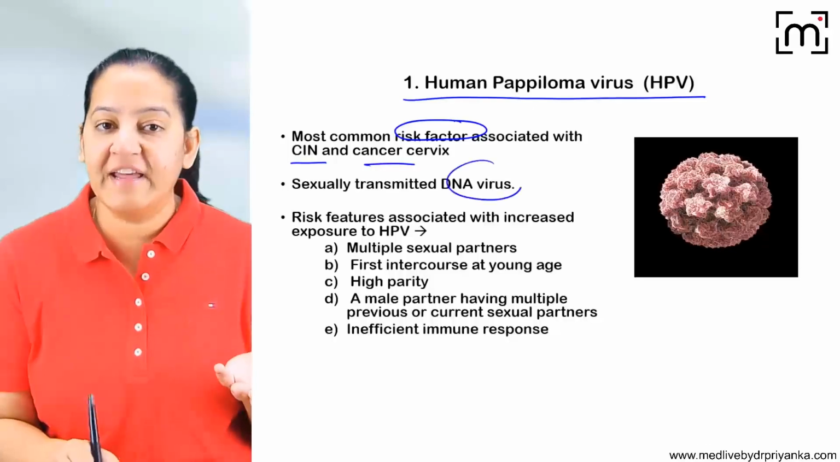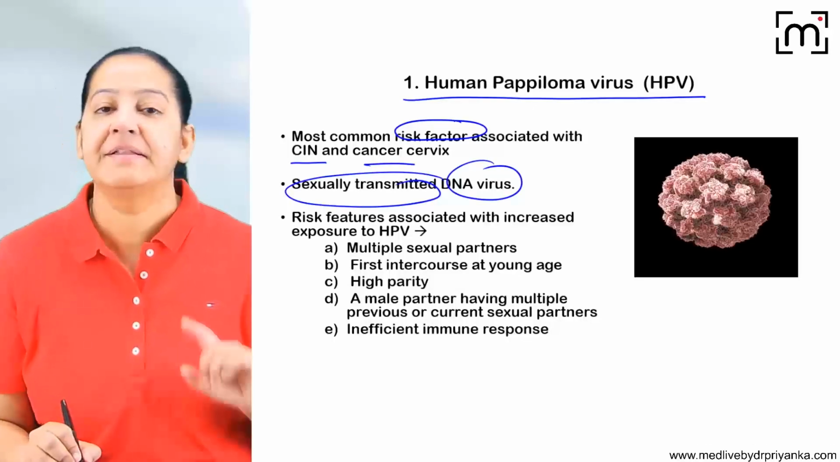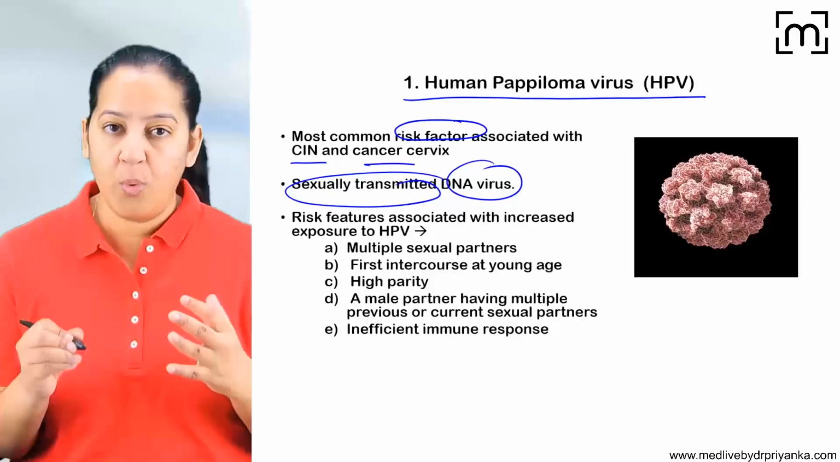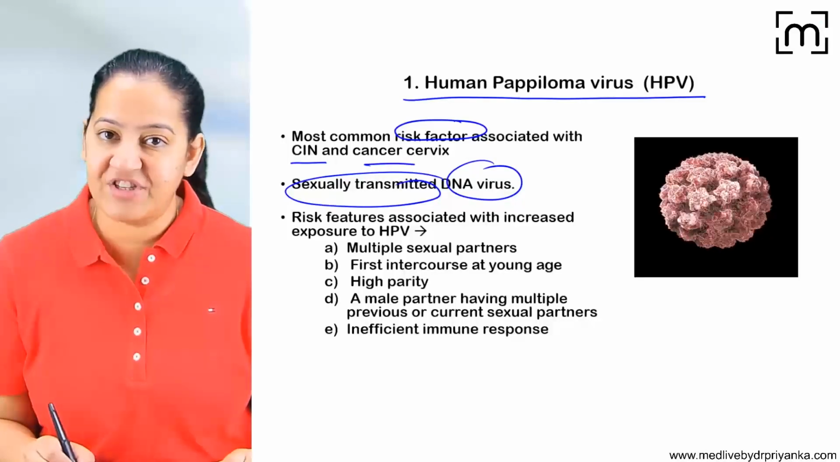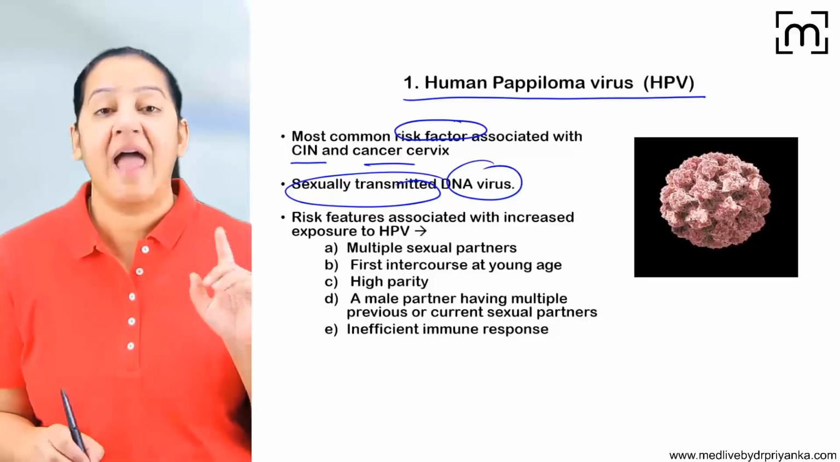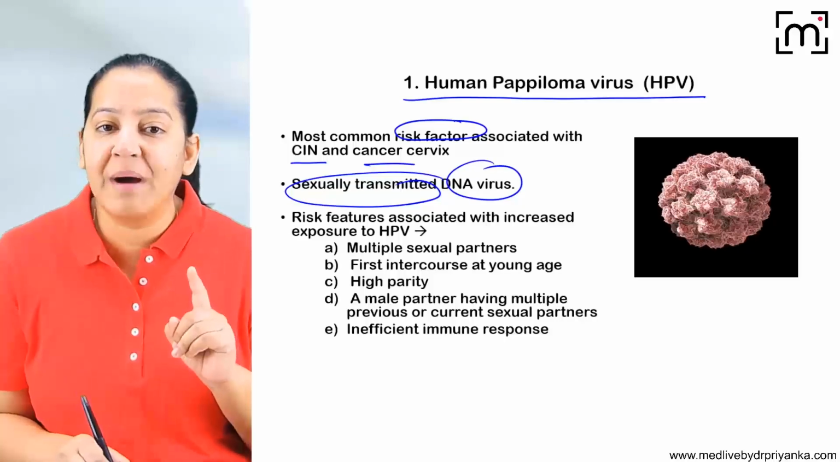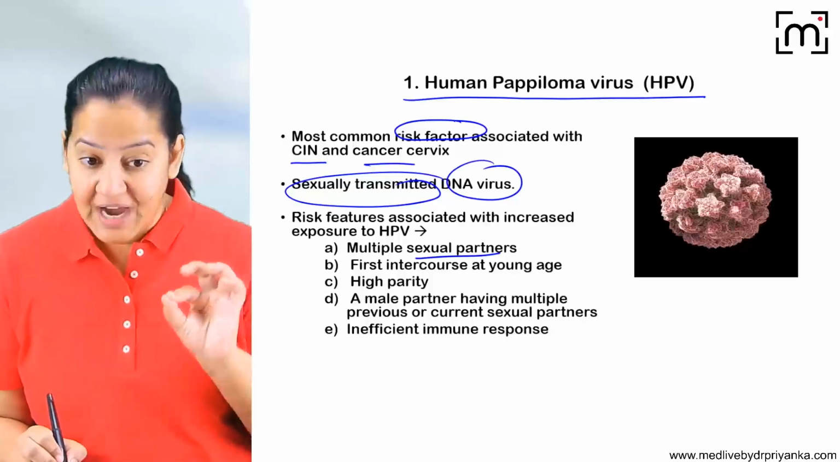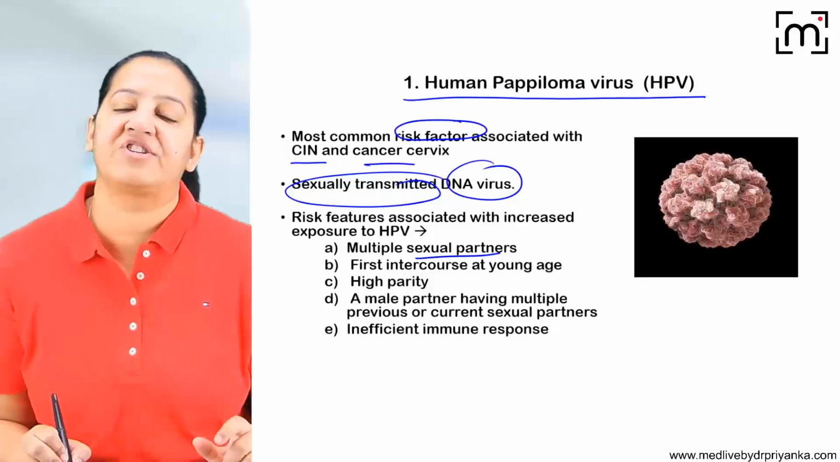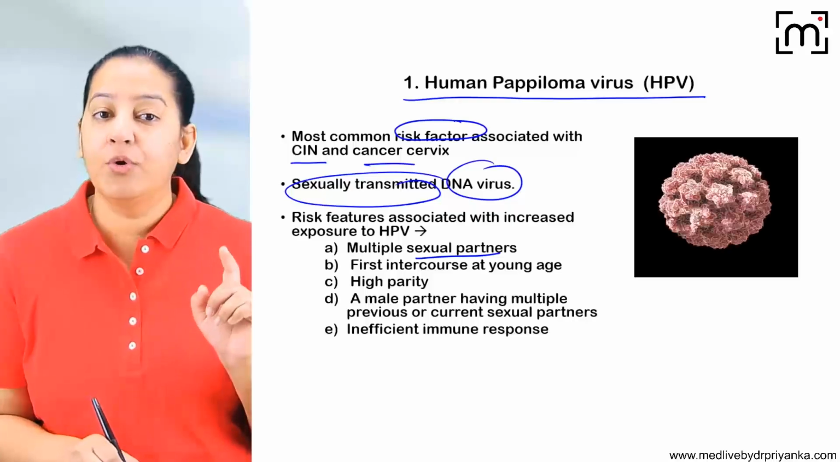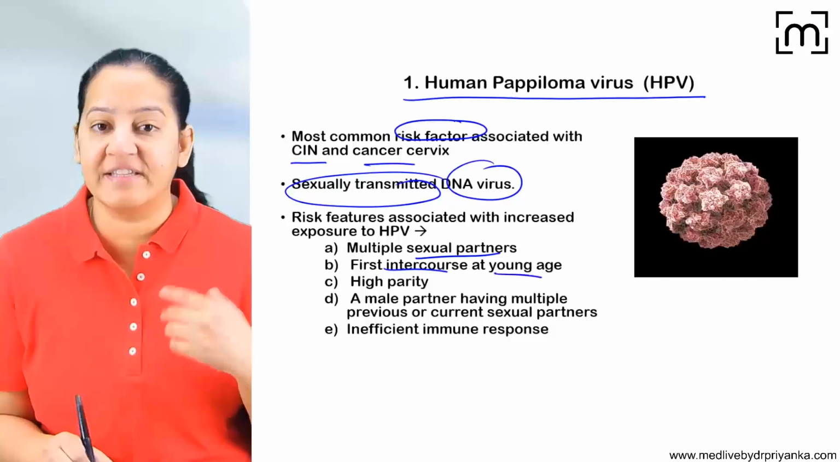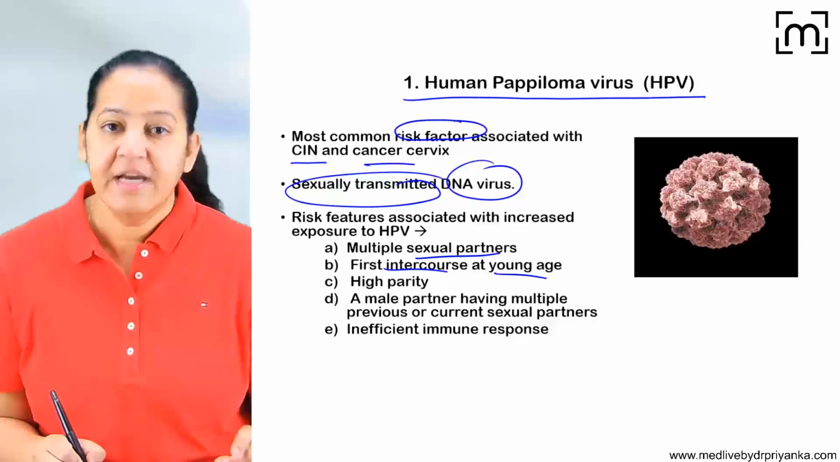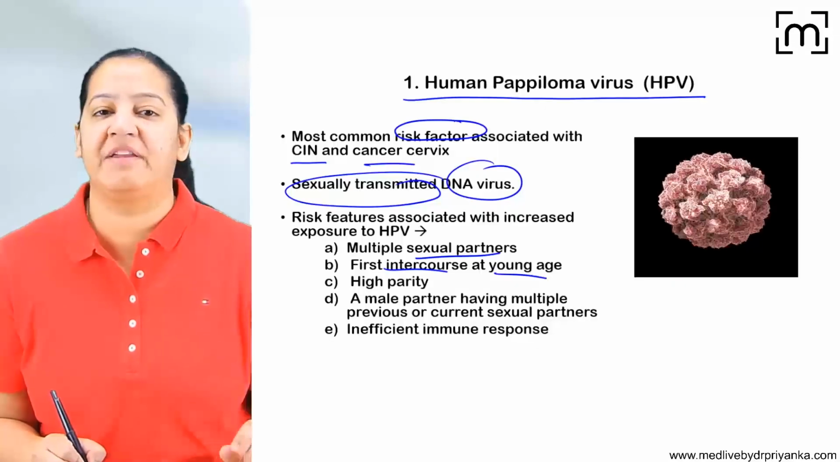It is a DNA virus which is sexually transmitted, the HPV virus. Now, what are the risk factors of HPV infection? There are 5 risk factors. Any female who is having multiple sexual partners is at high risk of having HPV infection. Any female who is having first sexual intercourse at a young age, before the age of 18 years, is at high risk of developing HPV infection.